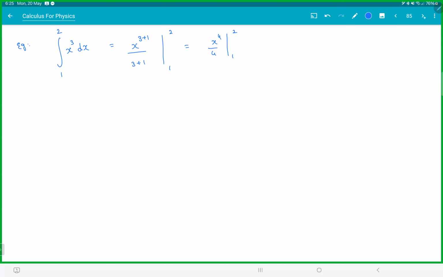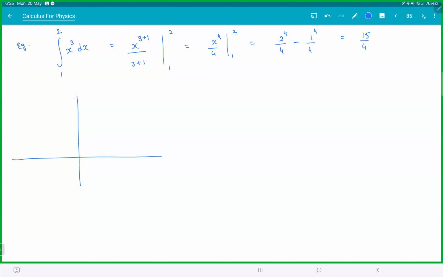I still didn't put the limits. Now substitute 2 here. So 2 power 4 by 4. Then substitute 1 here, 1 power 4 by 4, and then subtract them. Put the upper limit, put the lower limit, and subtract them. So this guy would be 16 minus 1, 15 by 4. What is the meaning of this?